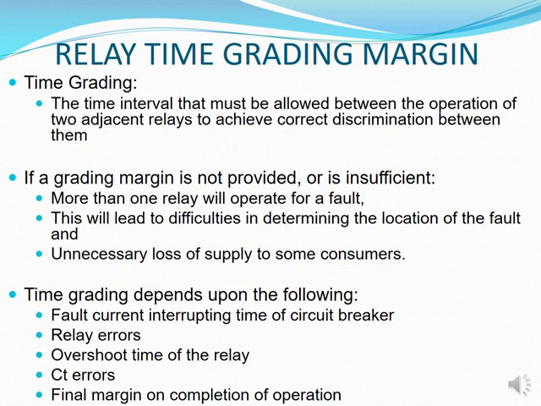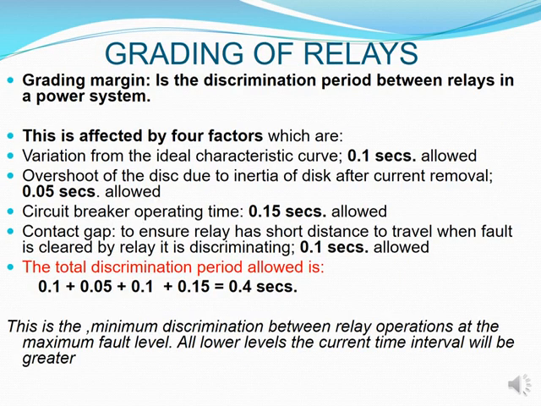If you are not given a time grading, looking at just these points that we've just defined, we usually assume a value of 0.4 seconds as our time grading, because it will take care of these as a minimum. So that's what you utilize. If you're given a value, that's what you would use. So your grading margin is the discrimination between these relays in the power system.